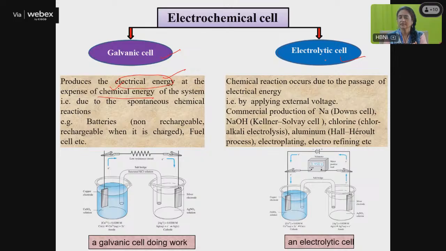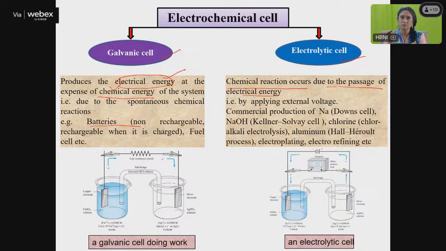But in the case of an electrolytic cell, chemical reactions occur due to the passage of electrical energy. So this is the basic difference between these two. Examples: here it is a battery. When you put a battery into your mobile phone or anything which runs on a battery, a redox couple reaction takes place, because of which electricity will be provided to your electrical unit.